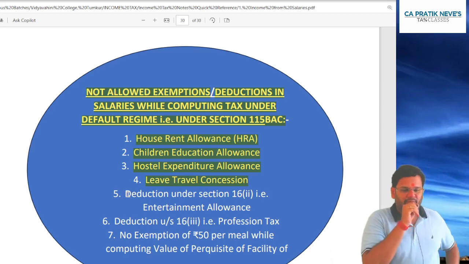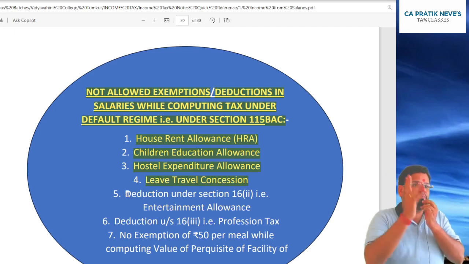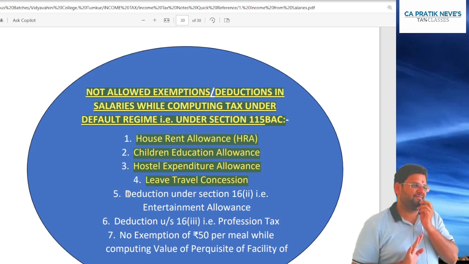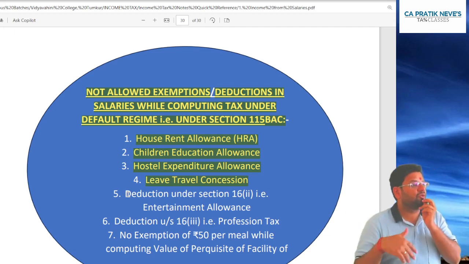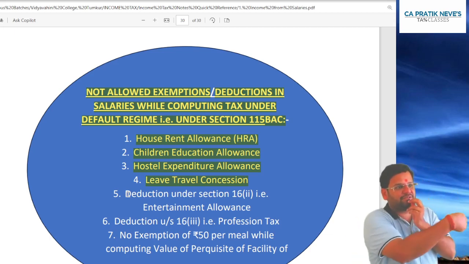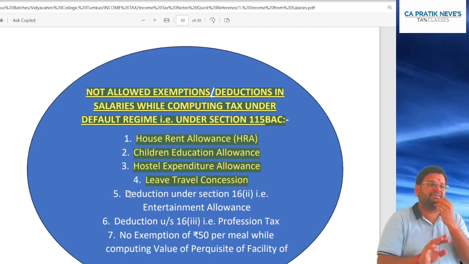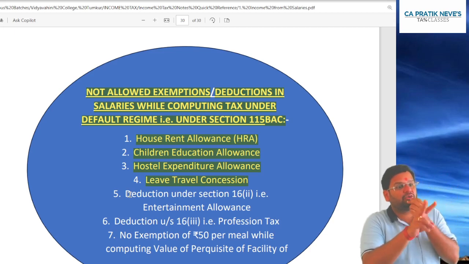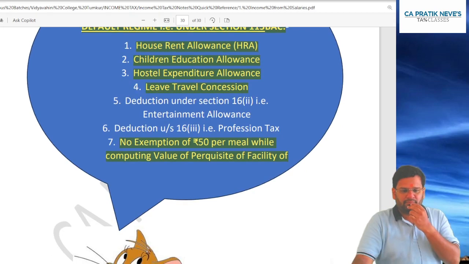Getting it? So we will have to learn exemptions. Bottom line is we have to learn everything and keep our mind open whether we have to apply exemption or not. If you're in old regime, apply exemptions. If you're in new regime, don't apply. Then you are going to discuss some deductions under section 16. You are going to learn three deductions in 16. Out of those three, don't apply two. And there is one small perquisite valuation which we are going to do. Don't apply that either.